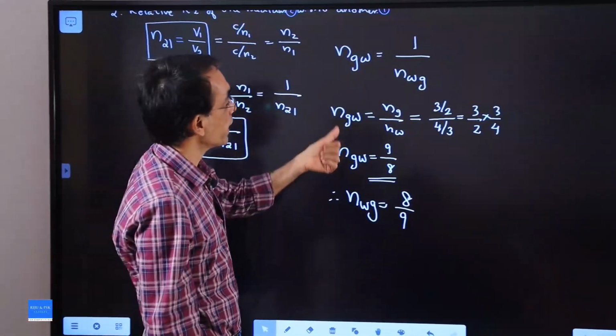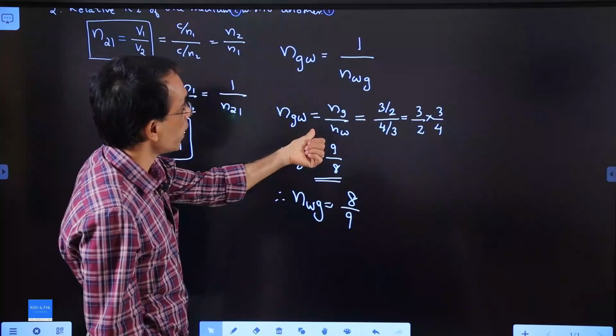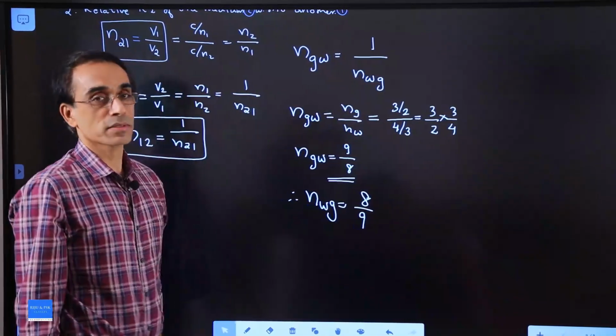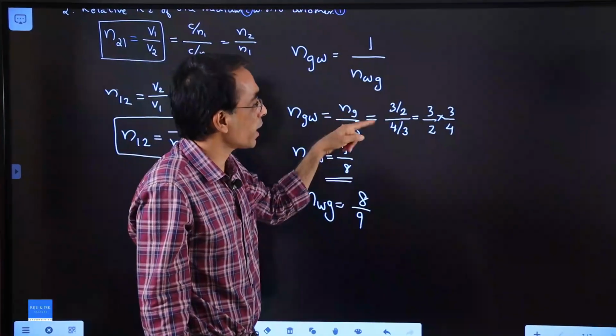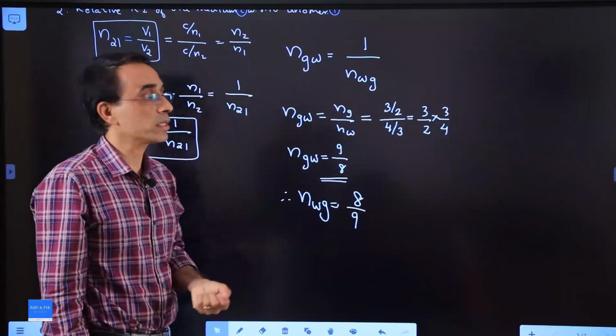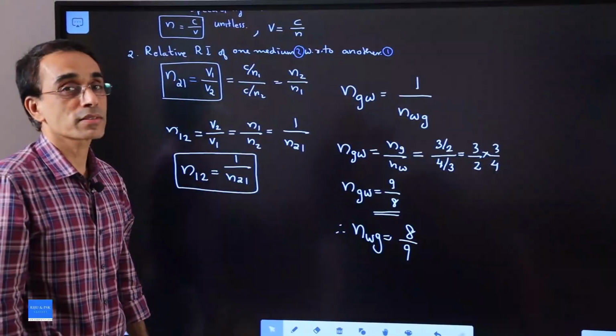That's what we applied here. N glass with respect to water is the reciprocal of N water with respect to glass. And the refractive index of glass can be approximately taken as 3 by 2, and for water it is approximately 4 by 3. You can calculate them like this.